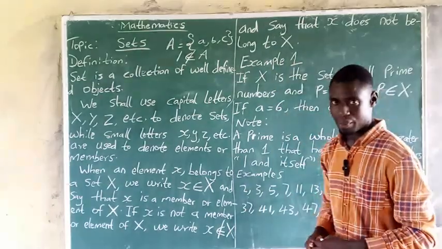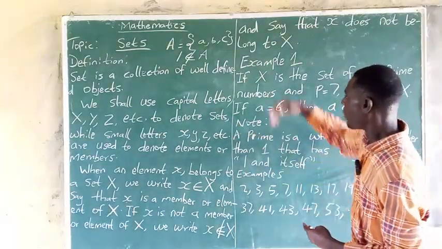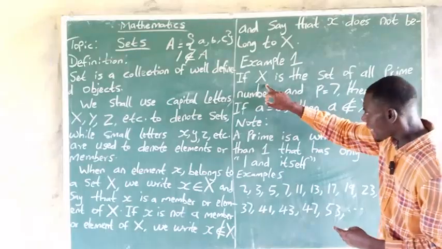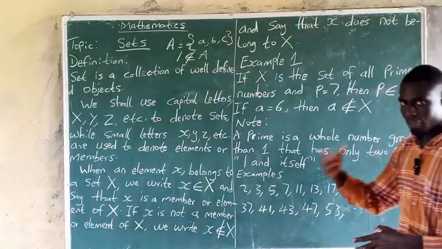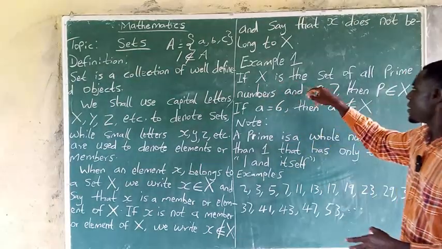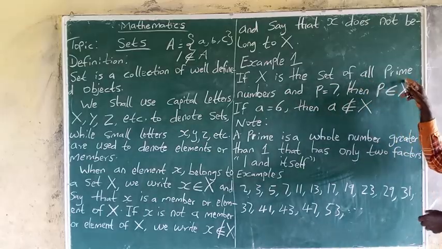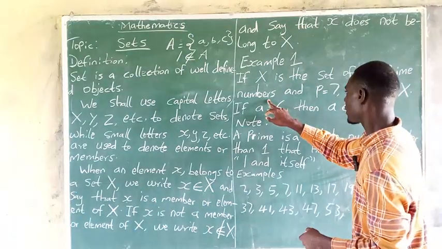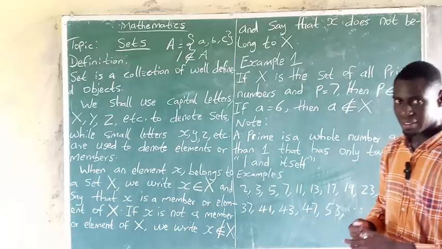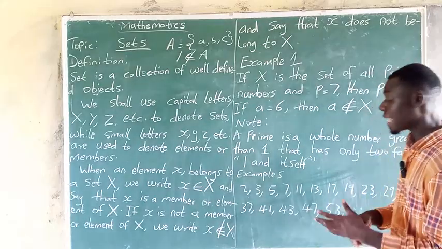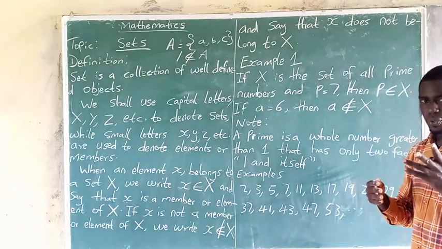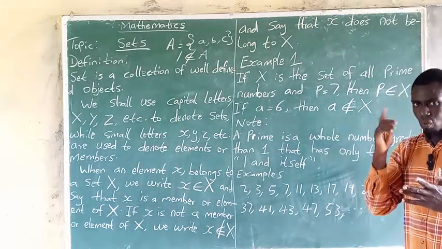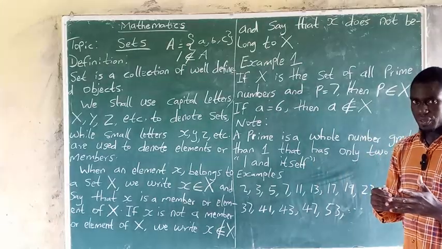Now let's take one example. I want to explain more. Example 1. If x, remember, anytime you want to name a set, it always comes first. If x is the set of all prime numbers. What are prime numbers? Prime numbers are those numbers that have only 2 factors. What are these 2 factors? 1 and itself. Do you understand?